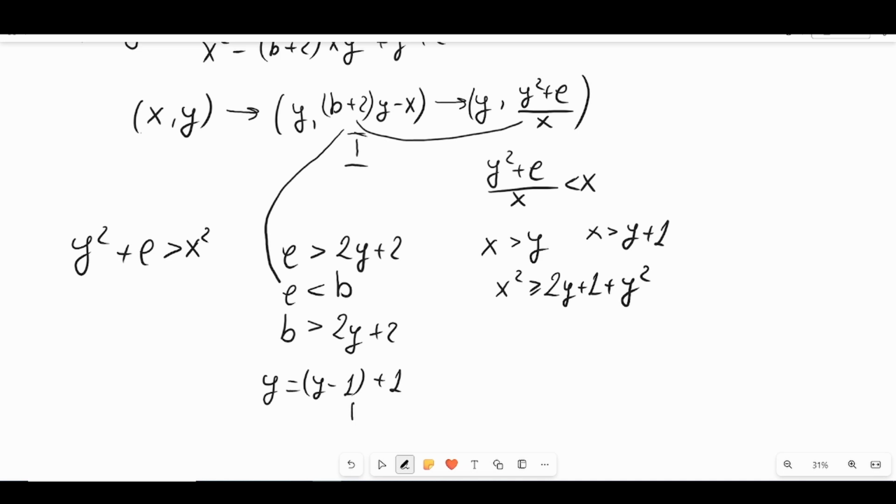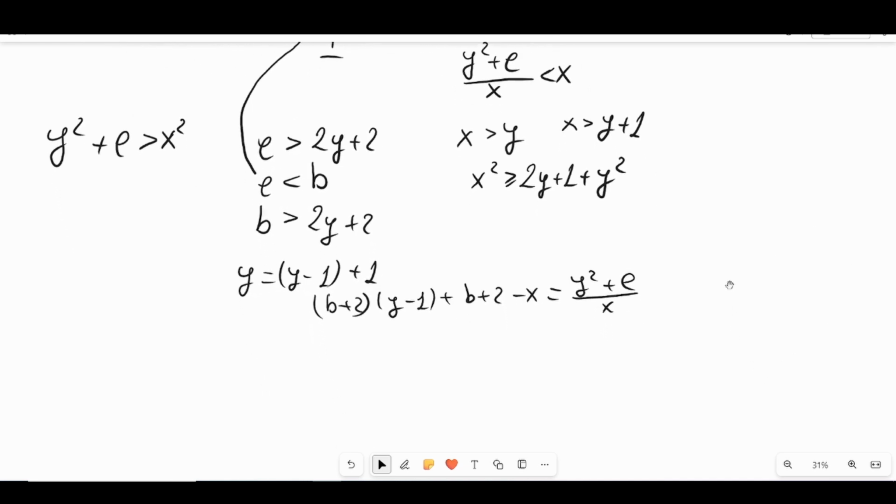So we will have b plus 2 times y minus 1 plus b plus 2 minus x. This equals y squared plus e over x. Now we will decrease the left hand side by inserting 2y plus 2 instead of b. 2y plus 2 times y minus 1, 2y plus 4 times y minus 1, plus b plus 2 minus x must be less or equal to y squared plus e over x.